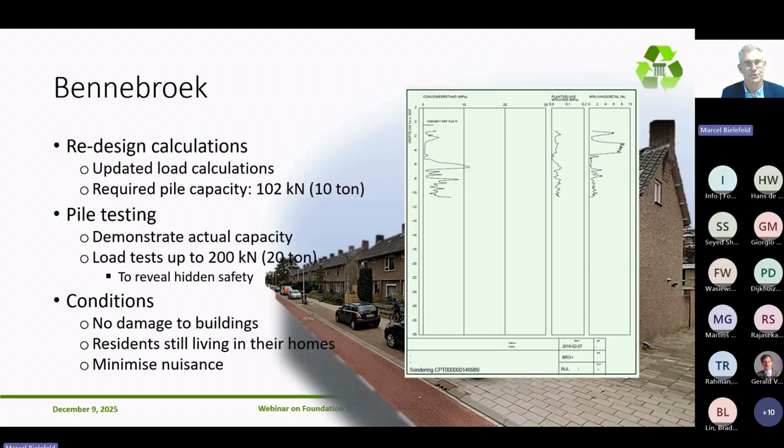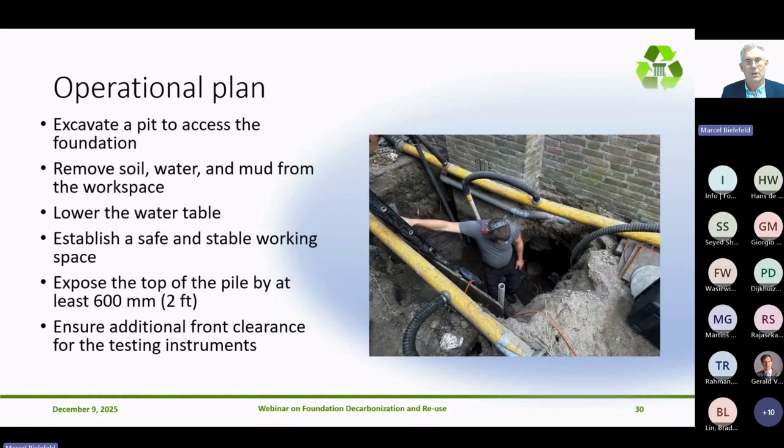We had to minimize the nuisance, of course, and out of question was any damage to the buildings. Not even a minor crack was allowed. So what we did is dig a hole, excavate a pit to access the foundation, remove all the material that's in there, the mud, the water, and add pumps and drainage to make sure that the water table was low enough to have a work situation, but also safe and stable enough to work in.